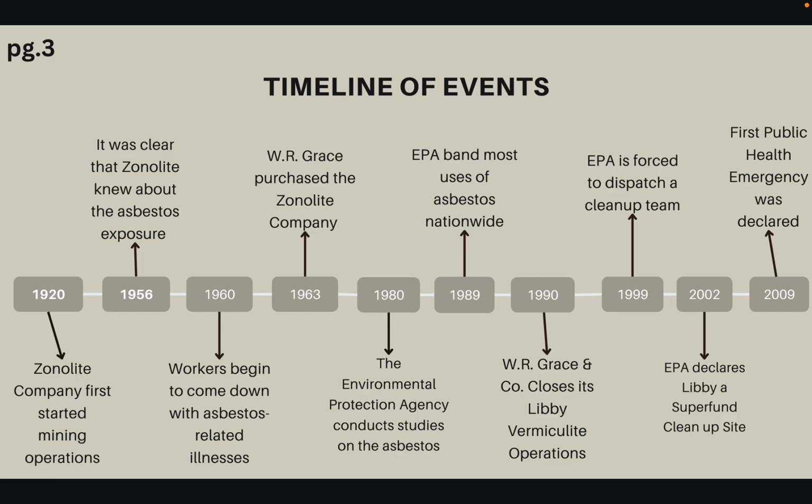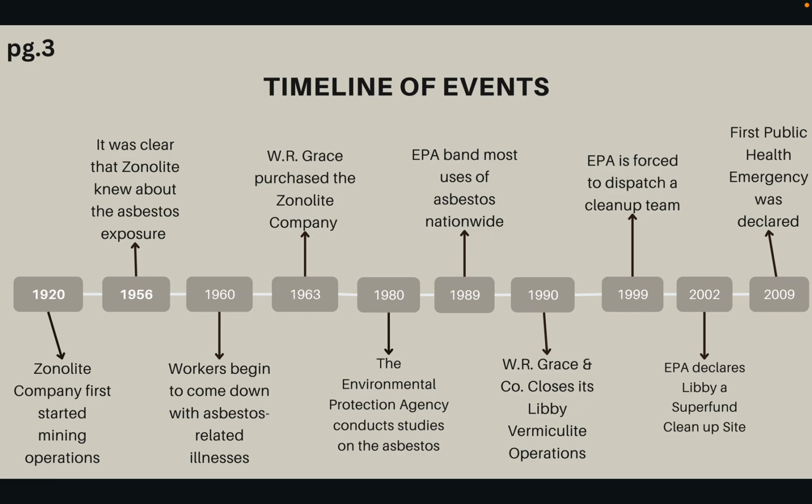Timeline of events. In 1920, a company called Zonolite first started their mining operations for vermiculite. After many years of operations, it became clear to the company in 1956 that asbestos exposure was a concern for the workers mining, but they did not tell their employees about it. And as early as 1960, there were workers starting to show signs and symptoms of asbestos-related illnesses. Shortly after, in 1963, the company was bought by W.R. Grace, who was also aware of the potential exposure to asbestos, but nothing was done.